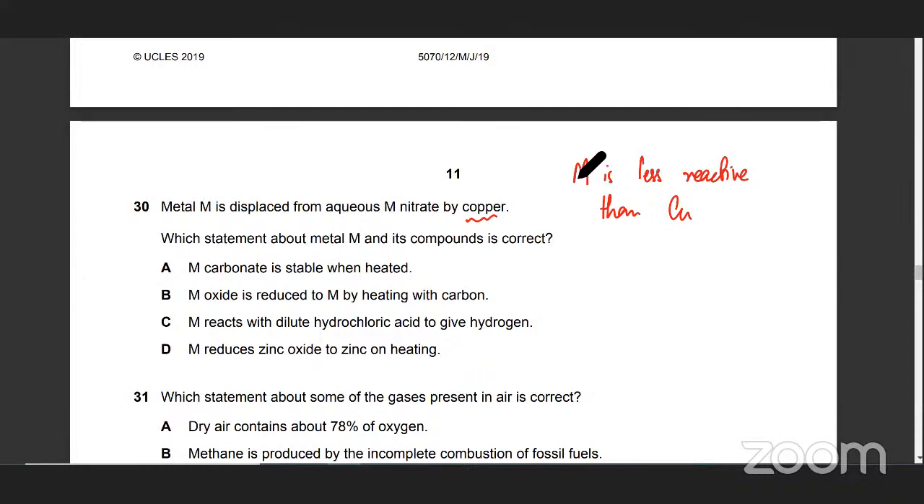So which statement about metal M and its compound is correct? So M is very unreactive. So M carbonate is stable when heated. No, it's not stable. ठीक है, remember that. जो reactive metals के carbonates होते हैं ना, they're the ones that are stable. I mean, it's very hard to decompose sodium carbonate, right? But it's very easy to decompose copper carbonate. ठीक है, the unreactive elements, they don't like to form compounds, so they decompose very easily. So this one is wrong.